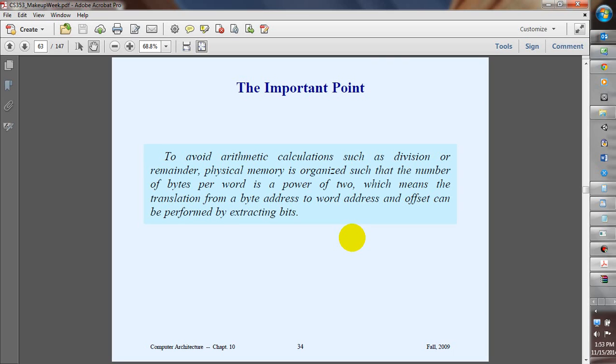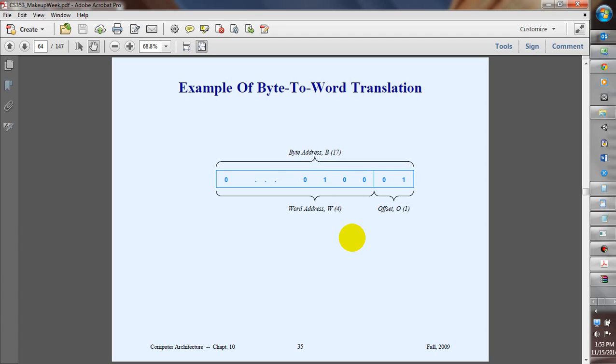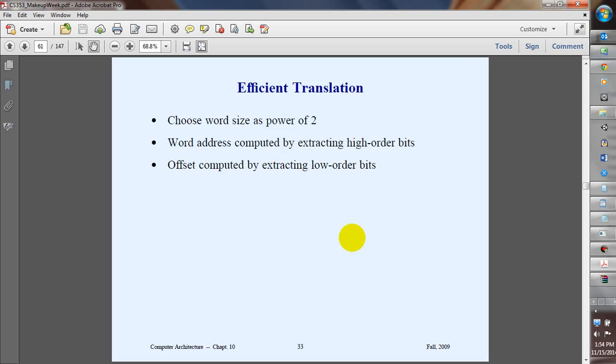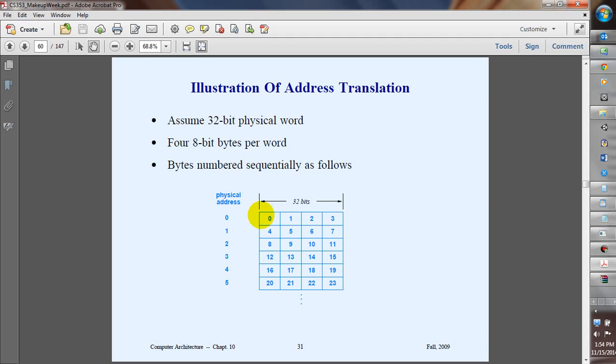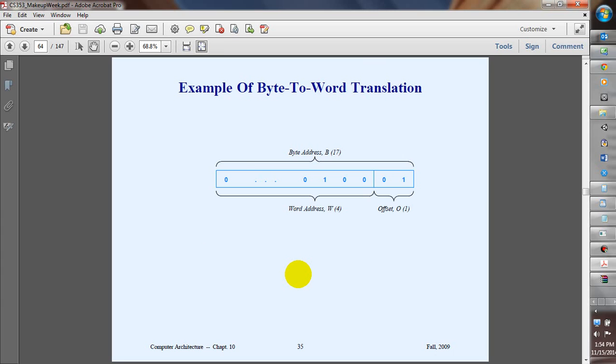So again, arithmetic calculations such as division and remainder, to avoid those we can use the power of 2, and this is what that ends up looking like. So the word address is given here. The entire byte address is b, so that's 17 bits. The word address is given as 4 with an offset of 1. So the whole byte address is 17, but the word address in this particular word is 4. So if you compare that to here, 17, word address is 4, bit is 1, and we see an offset of 1 indeed to be the case.